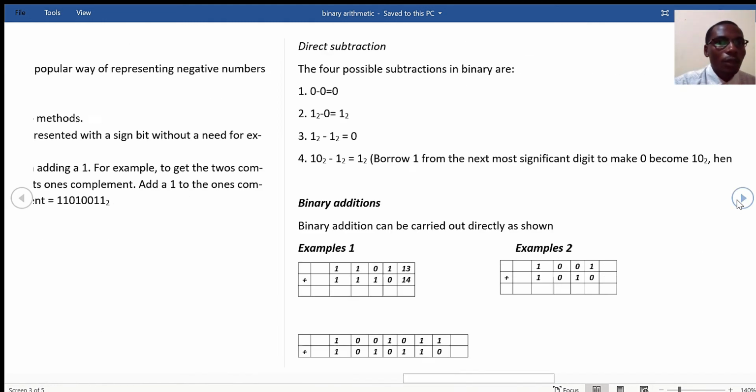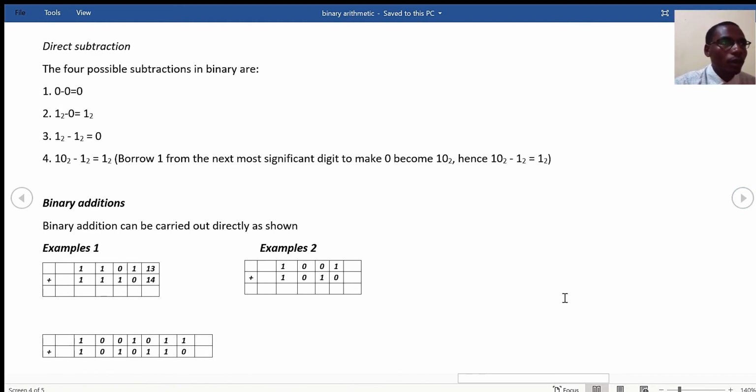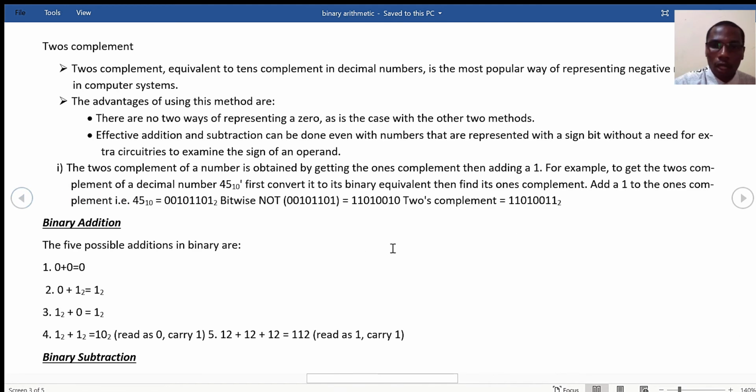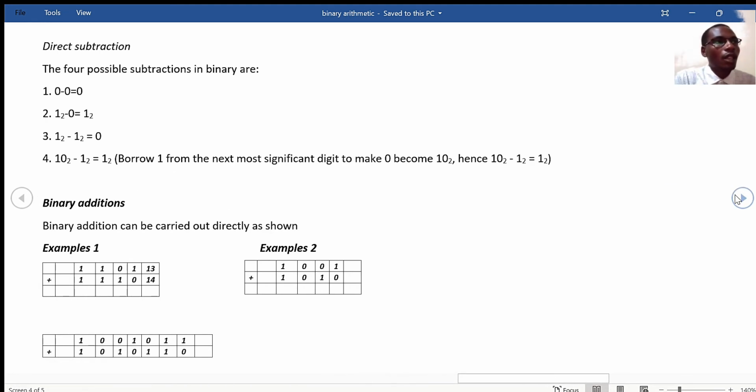The other one is binary subtraction. What are the possibilities of subtracting binary numbers? Because there is a way you can subtract binary numbers and you find that it is not possible to subtract them. What do you do?